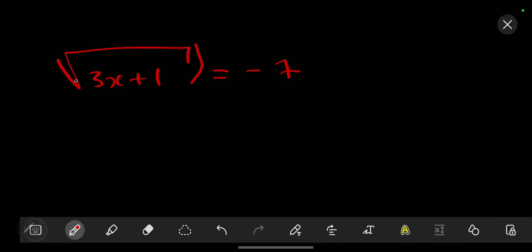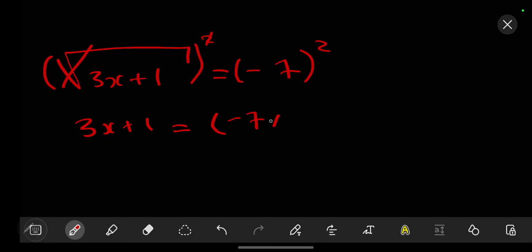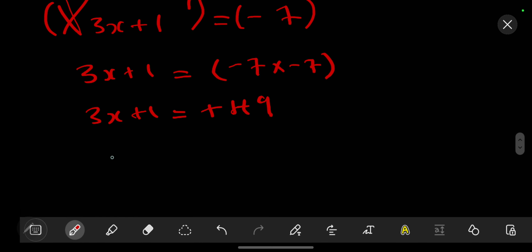So we are going to square this side. So we have squared. We square this side. Then this square and this will cancel. So we are going to have 3x plus 1, which should be equal to negative 7 squared, which is the same as negative 7 times negative 7. So which will be our 3x plus 1, which should be equal to negative 7 times negative 7, which is positive 49 like that.